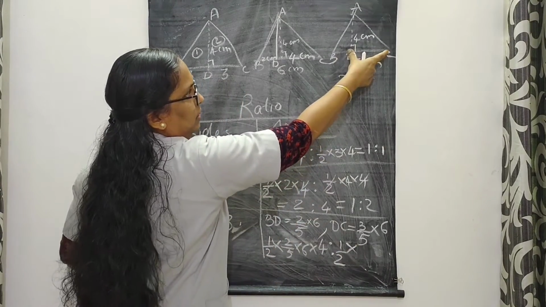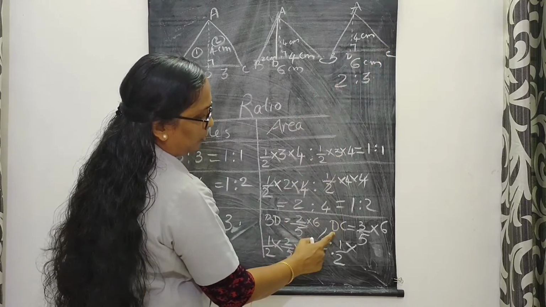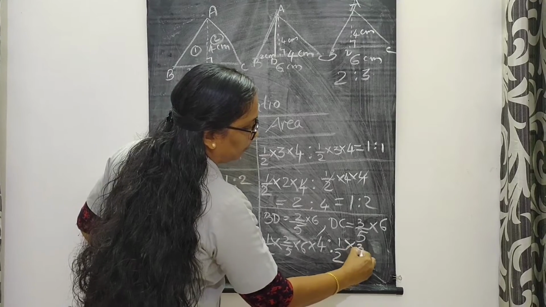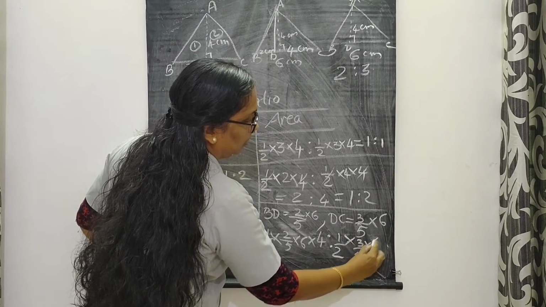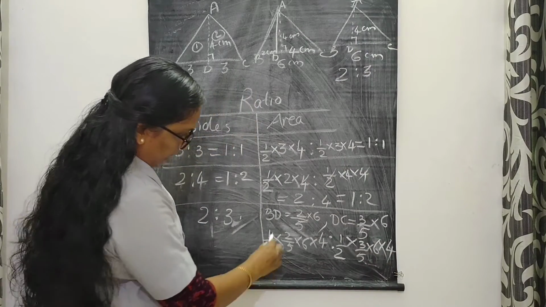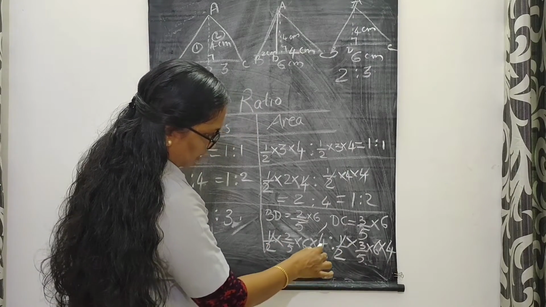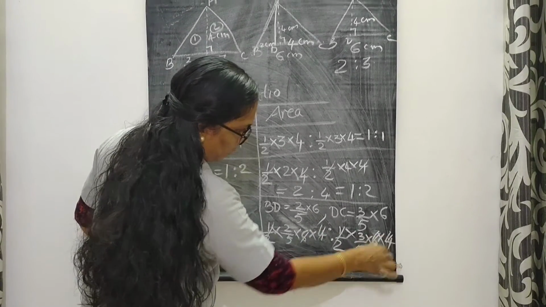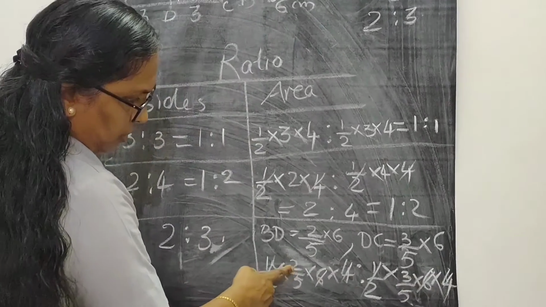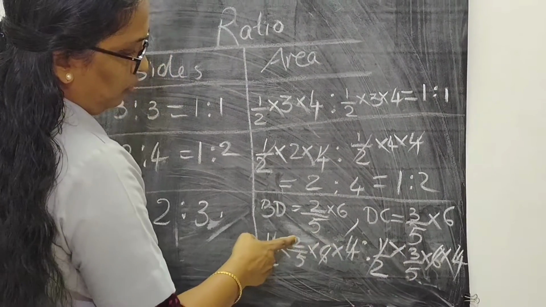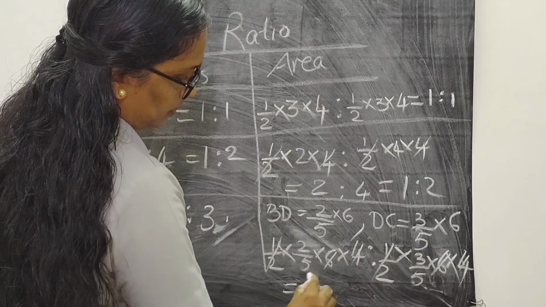Then this DC is the base here. DC we have already found out. What is it? 3/5 into 6. 3/5 into 6 into height, it is 4 centimeter. Here we can cancel half and half. Then 6 into 4, here also 6 into 4, we can cancel this. Then remaining is 2/5 is to 3/5, which is equal to 2:3.